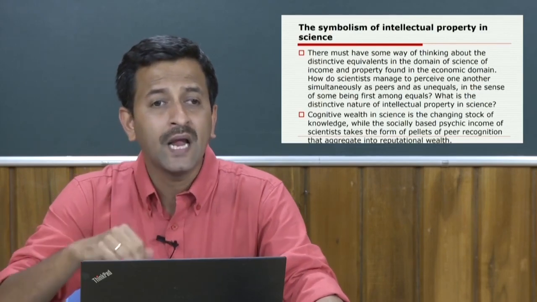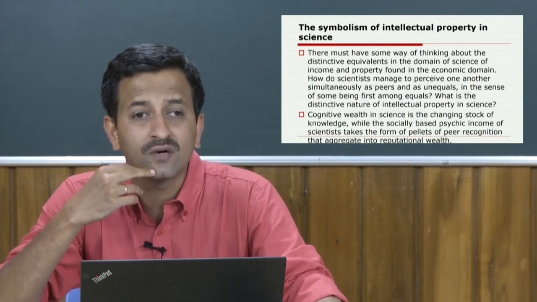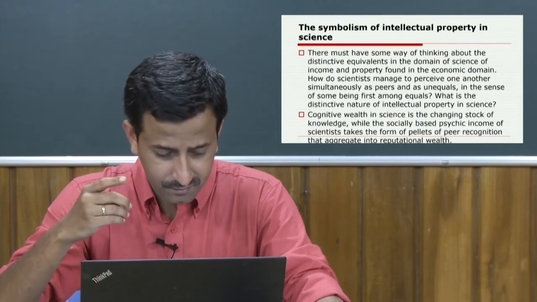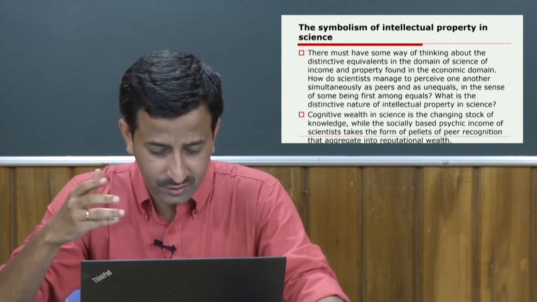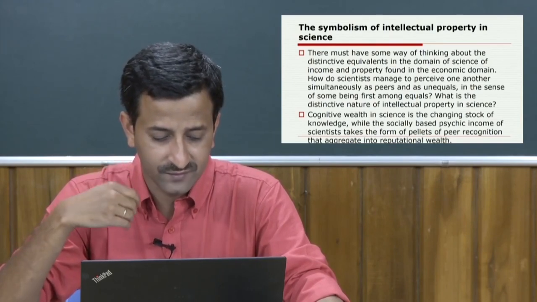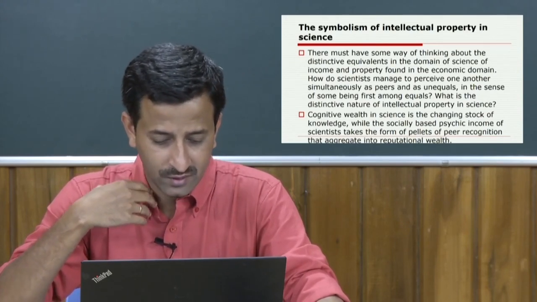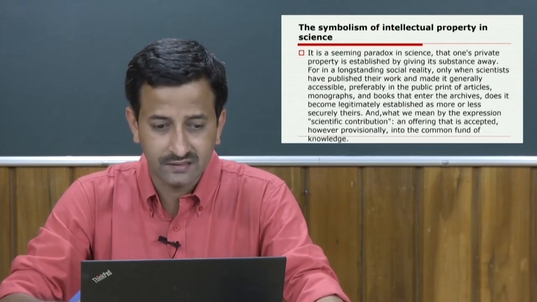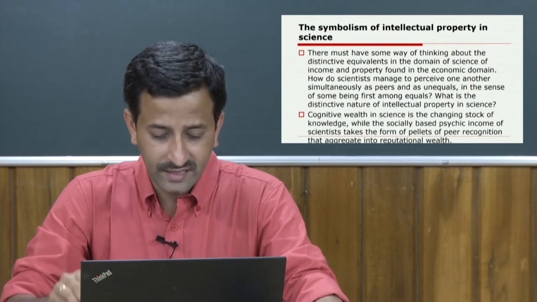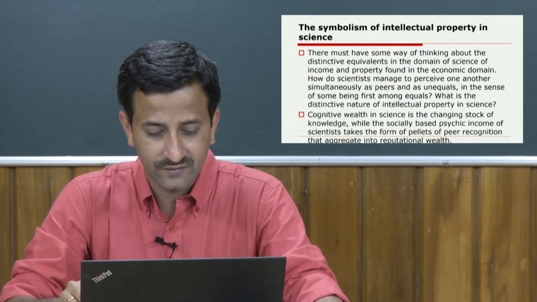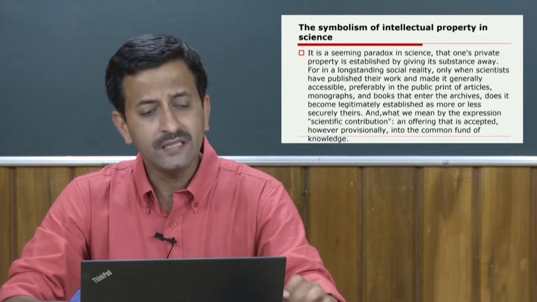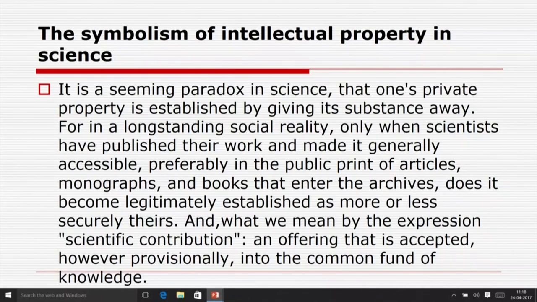And the cognitive wealth in science is the changing stock of knowledge, while the socially based psychic income of scientists takes the form of pellets of peer recognition that aggregate into reputational wealth. This conception directs us to the question of the distinctive character of intellectual property in science. It is a seeming paradox, with which we started with Merton's work on cumulative advantage in science: that one's private property is established by giving its substance away.